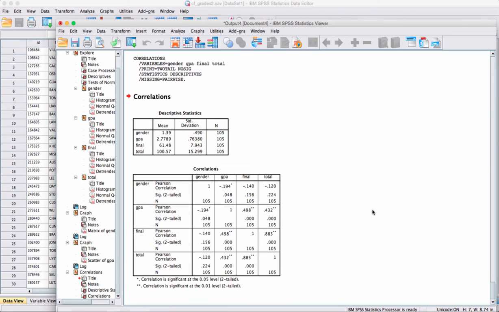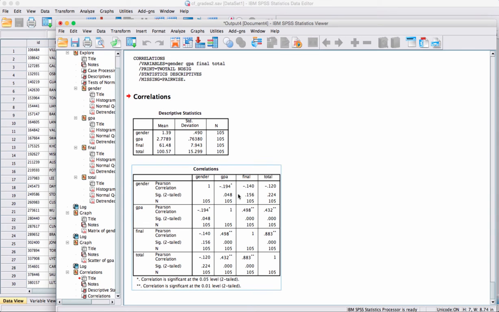And so you can see that we have this correlation matrix. This gives us the combinations of all possible correlations between our variables. In this case, you can see the relationship between gender, final, and total.